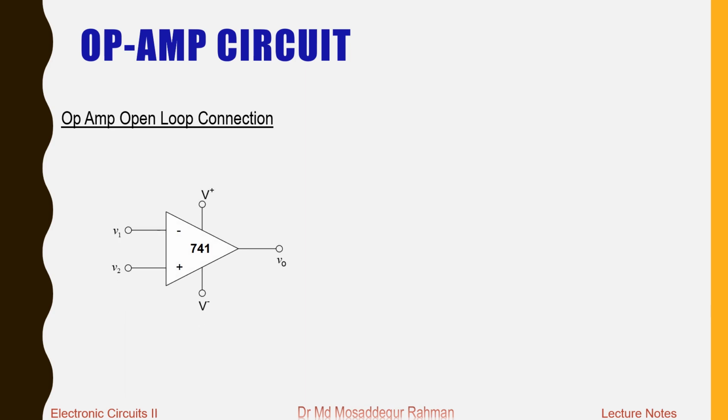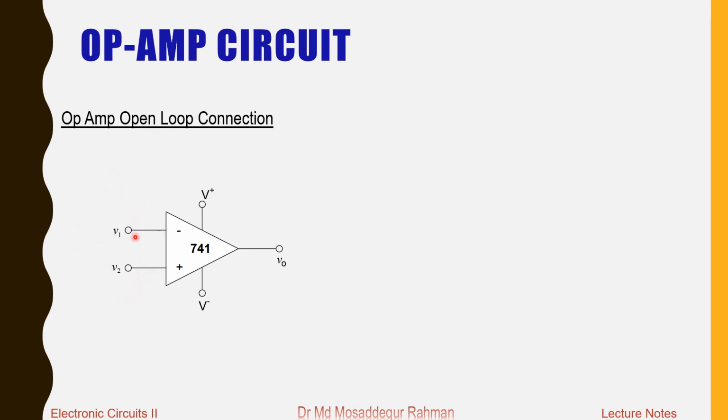Now, the circuit connection. How can we connect the op-amp in a circuit? We can connect the op-amp in two different ways. One is called the open loop connection. The other is called the closed loop connection. So the diagram here shows just the op-amp. This is actually our open loop connection. We have two inputs, V1 and V2. You just apply or connect the two inputs at these two terminals.